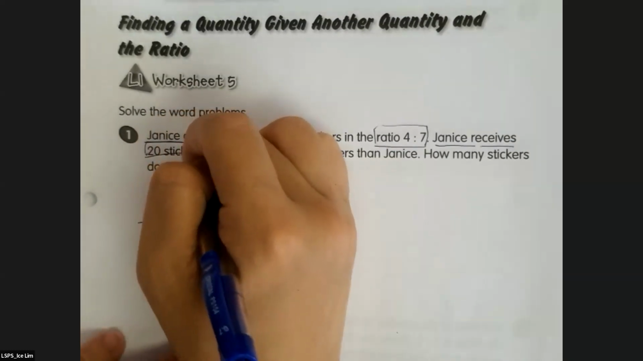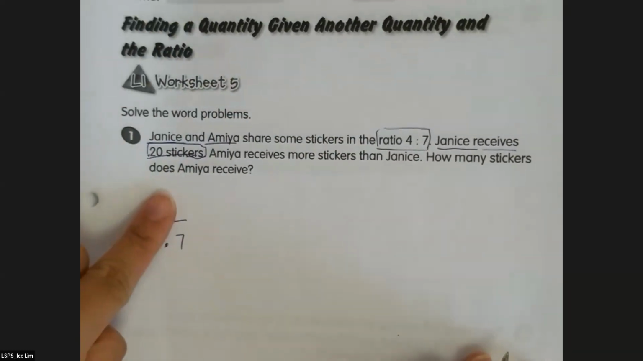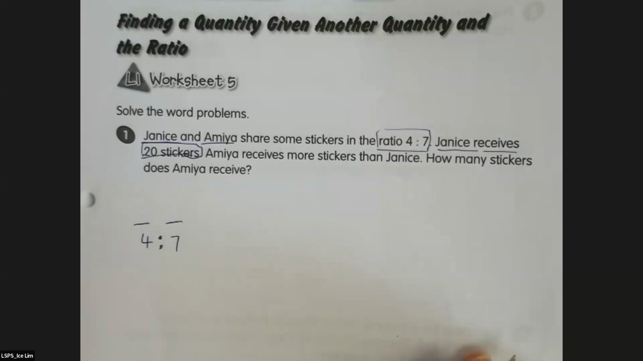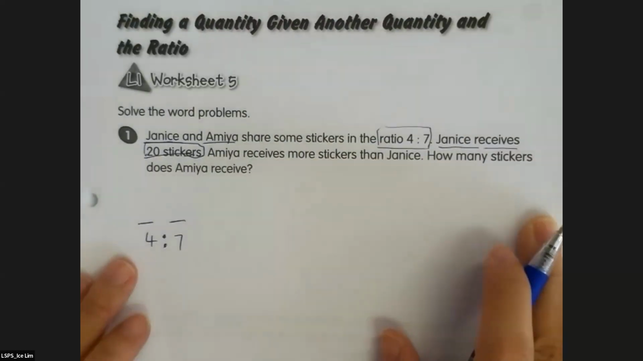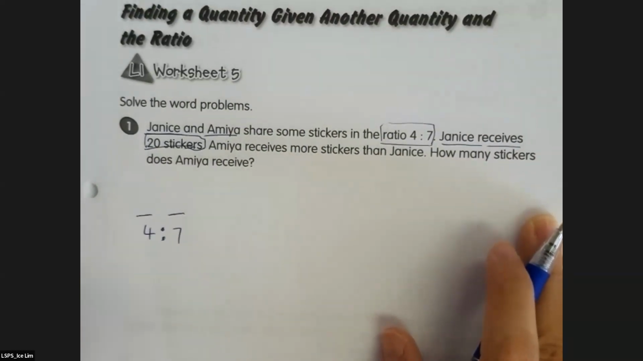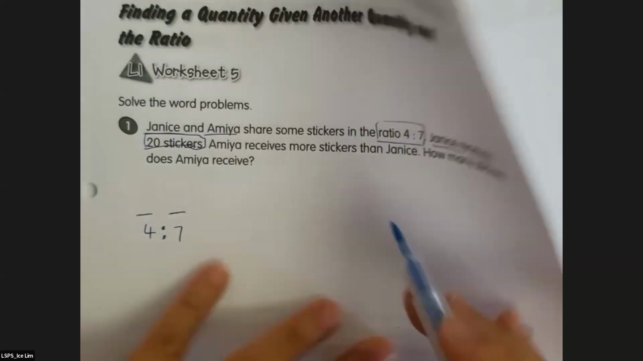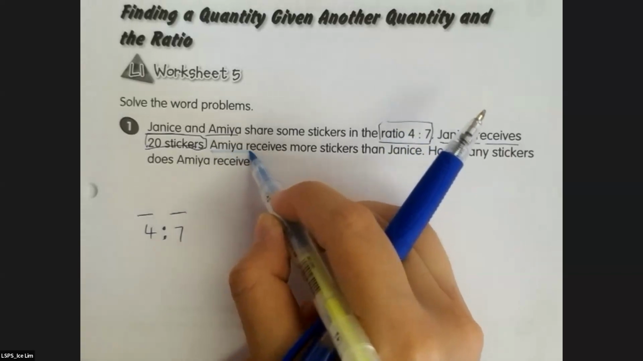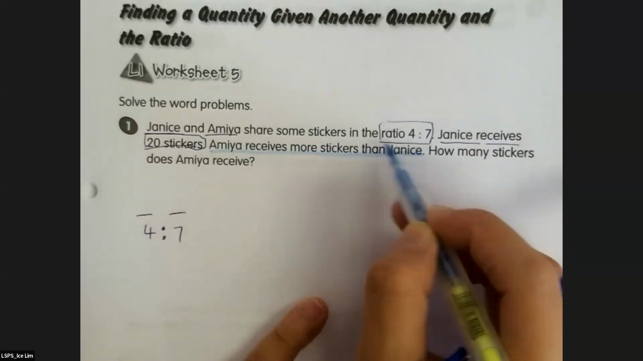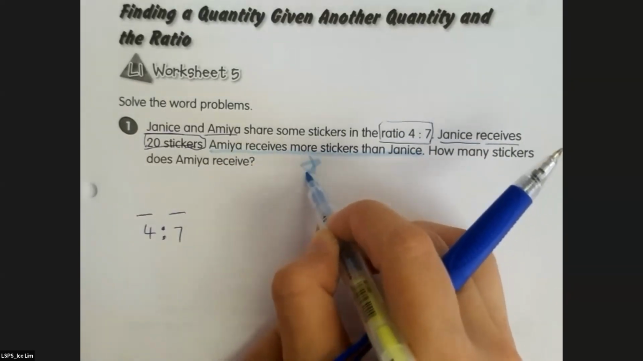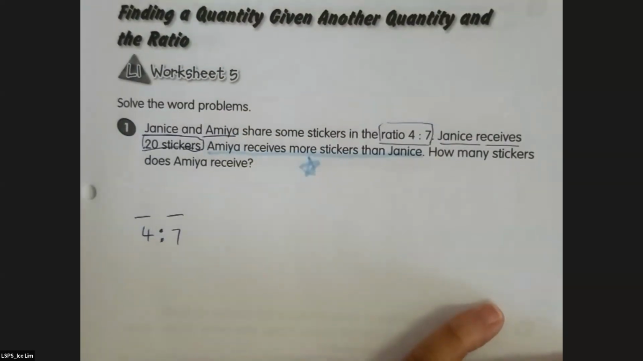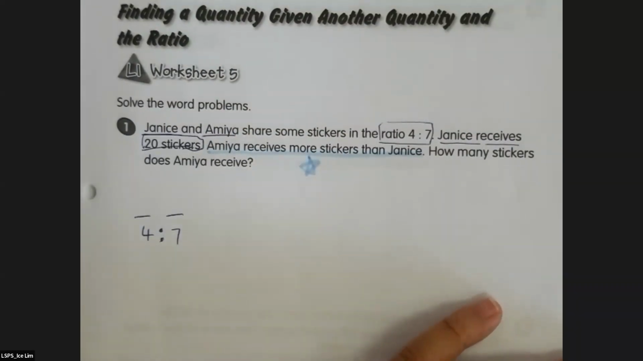But wait a minute. It also never says which one is Janice. So you cannot just assume that it's Janice. Let's look at the sentence following after that. What's the following sentence? Very good. Amia receives more stickers than Janice. This is the most important sentence. Why is this the most important sentence?